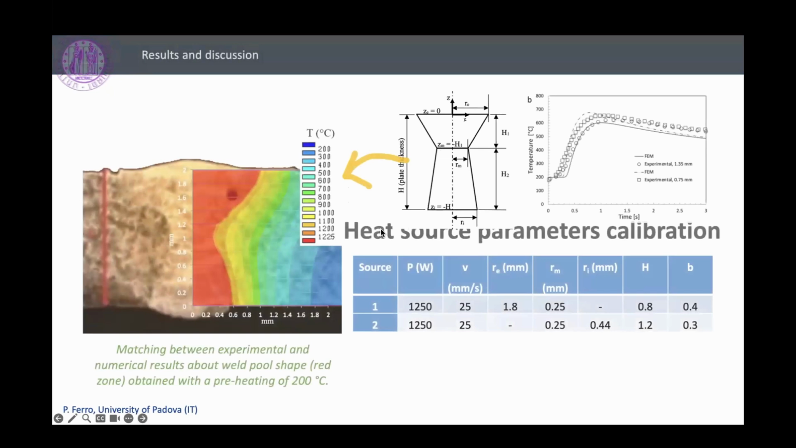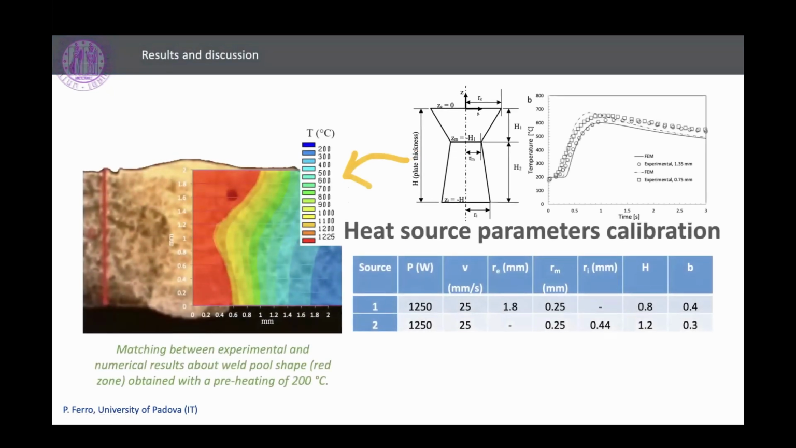Using this combination of the two sources, we are able to obtain the correct shape of the fusion zone, as you can see in this picture at your left, in which we can see the match between the numerical result, the colored red zone here, and the experimental result. It is given as a cross section of the bead. In this table, you can see the calibrated parameters of the source that we have obtained by numerical simulation, by matching the experimental and numerical results.